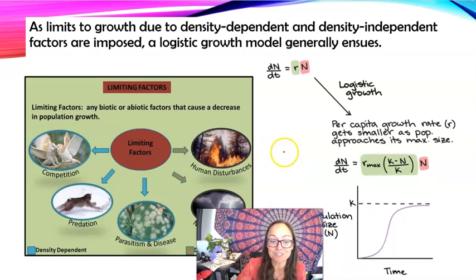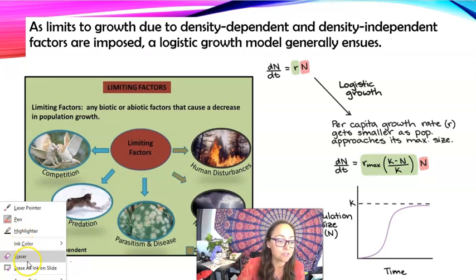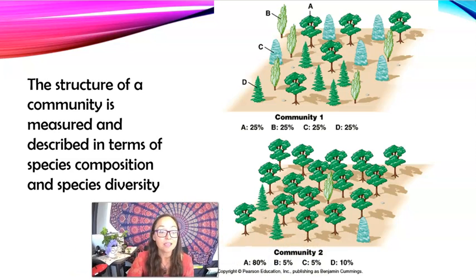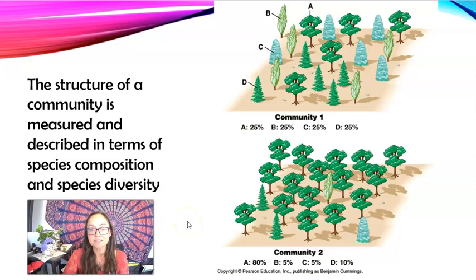Okay, so now we're switching gears and moving into community. When we talk about populations, they are individuals of the same species breeding and interacting together in an area. Versus a community, which is all the different populations interacting together. But we can actually talk about the structure of a community and its resiliency and how healthy that community is. All right, so let's talk about this.